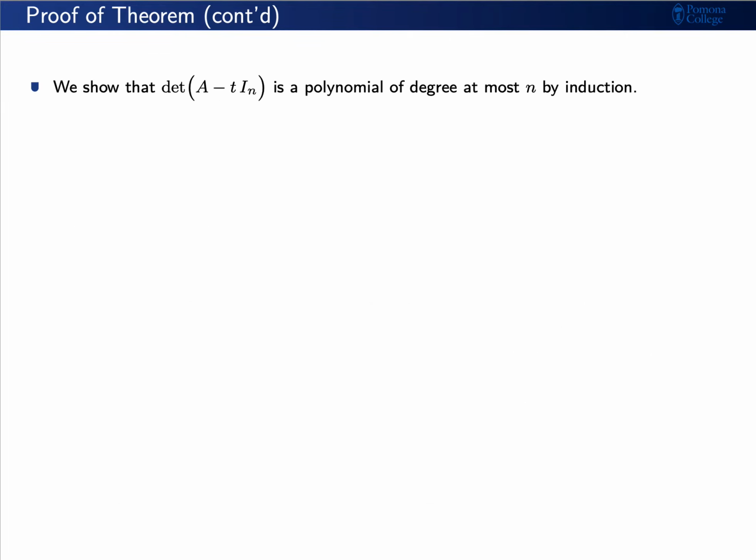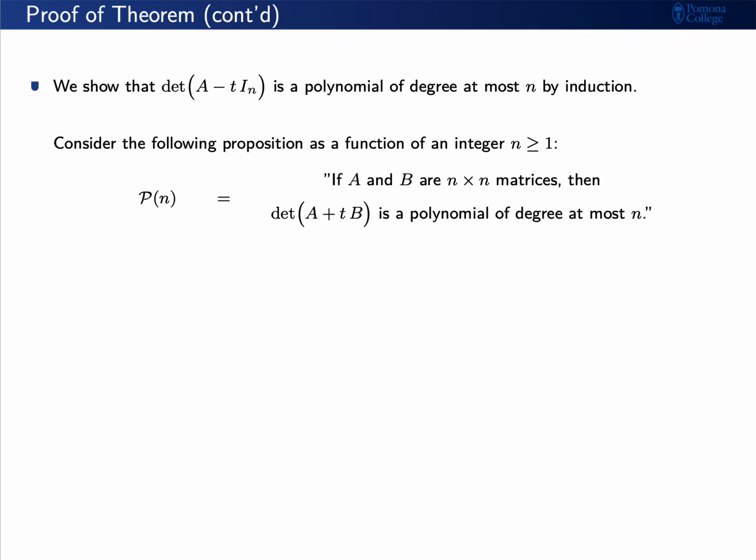Next, let's show that this f of t is really a polynomial of degree at most n. We'll prove this by induction. Actually, we're going to prove a stronger statement. Let's say that A and B are two n by n matrices. Then the determinant of A plus t times B is a polynomial of degree at most n.